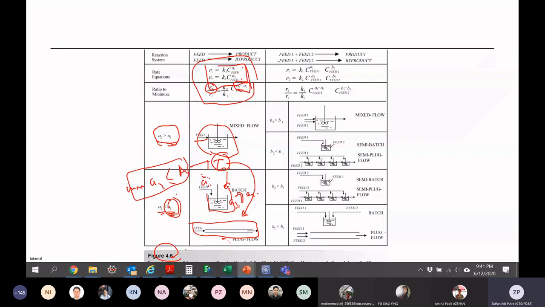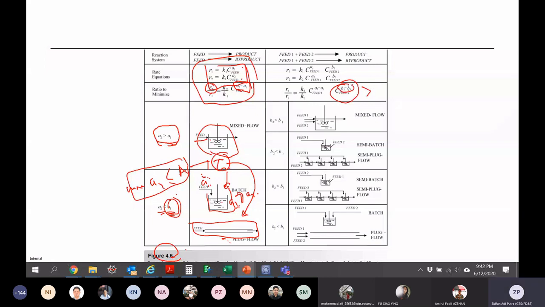Now here you have feed 1 and feed 2, with the same argument. For example, I'm not really sure, it's 2141. If B2 is bigger than B1, and you want to minimize this, you want to suppress this reaction 2, but you have B2 bigger than B1, so that means this guy is a positive number.